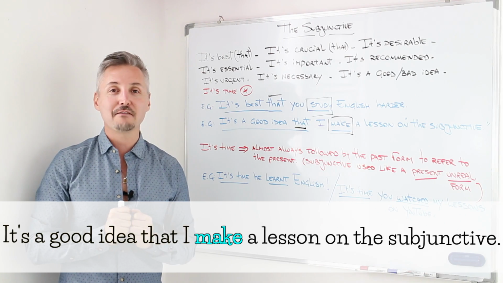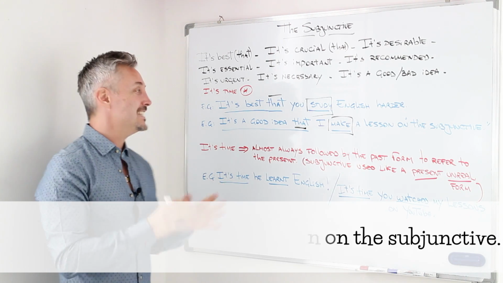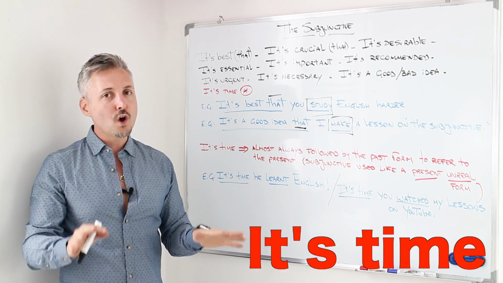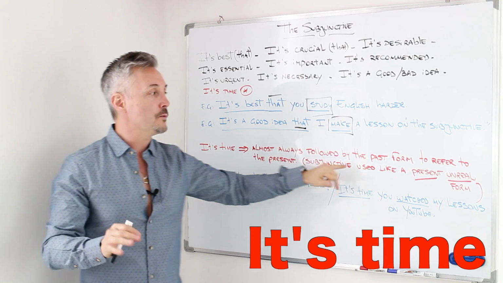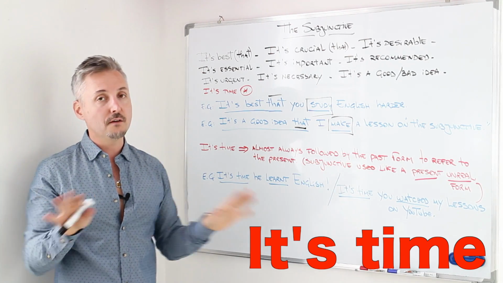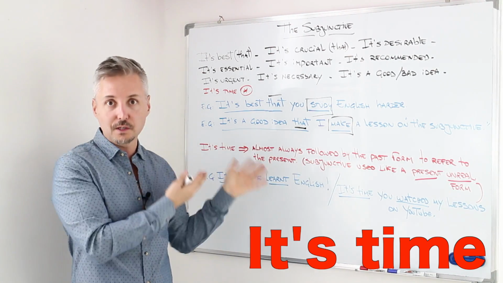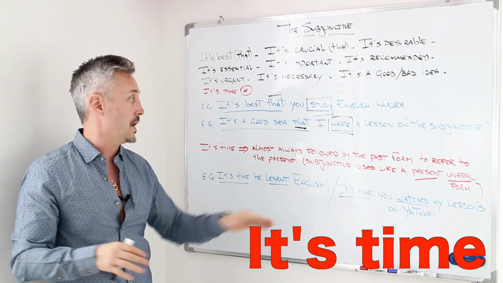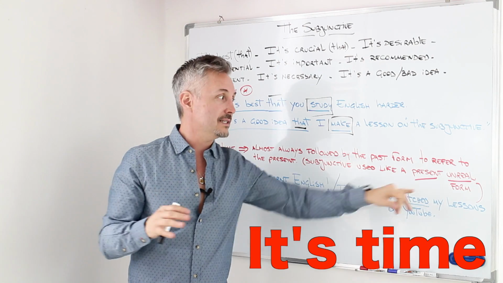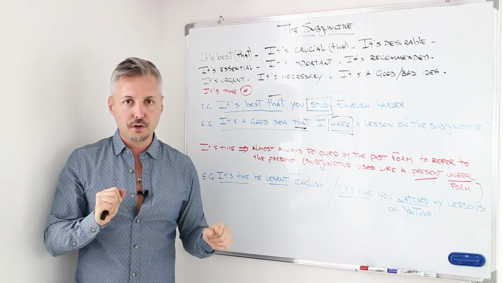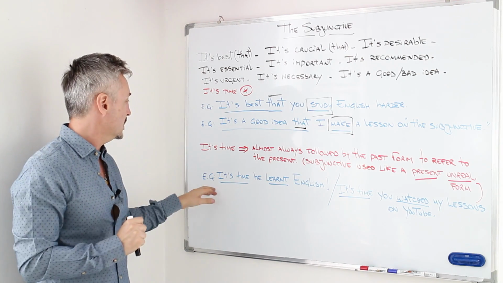But we have it's time, and it's time is quite particular. It's time is almost always followed by the past form to refer to the present. Obviously, it's a subjunctive, and this is why I'm talking about this time, because it's a subjunctive form used like a present unreal form. And I gave two examples for you, so maybe it's clearer.